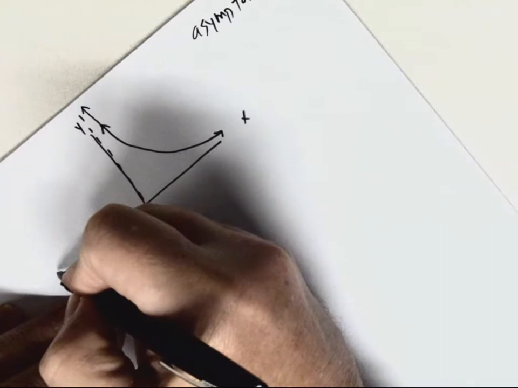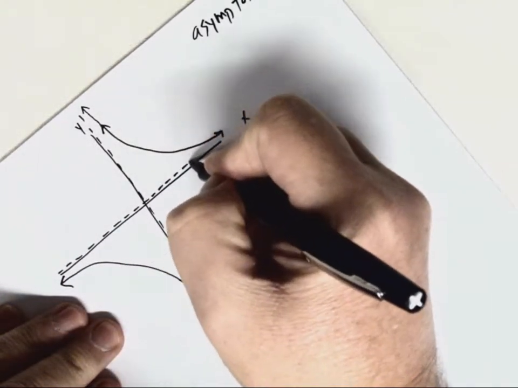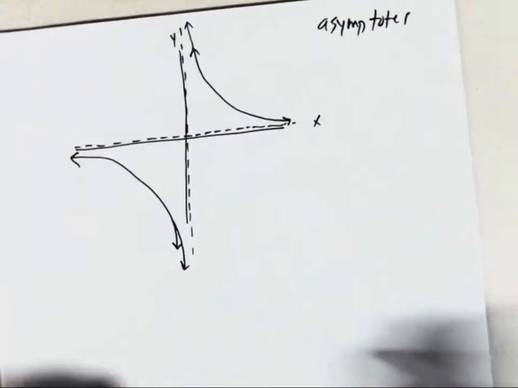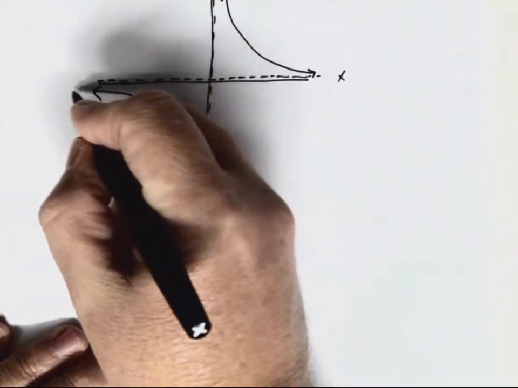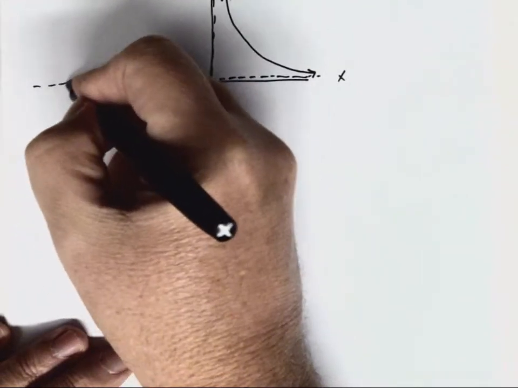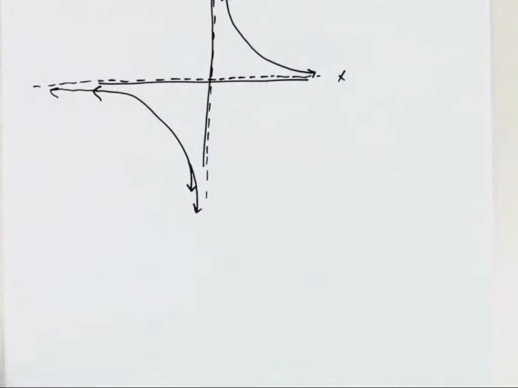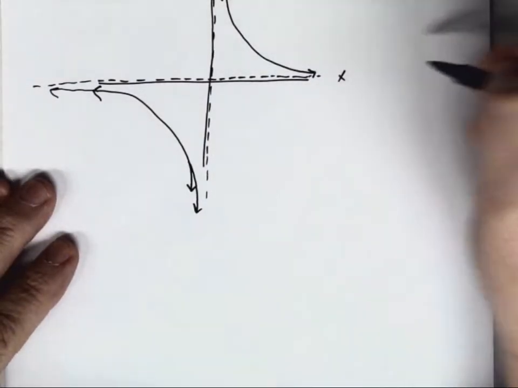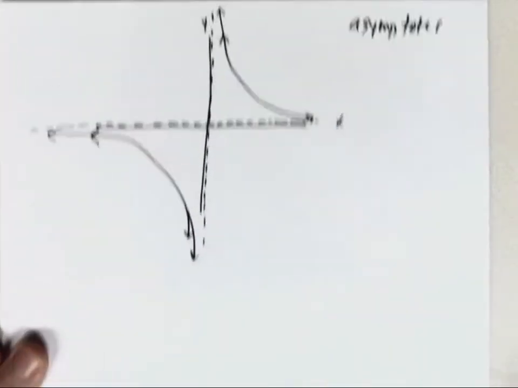In this case, we also have what's called a horizontal asymptote. Same idea. As x gets smaller and smaller, the graph gets closer and closer, but it never, ever, ever touches or crosses this asymptote. And up here, it's the same thing. This is called a horizontal asymptote.